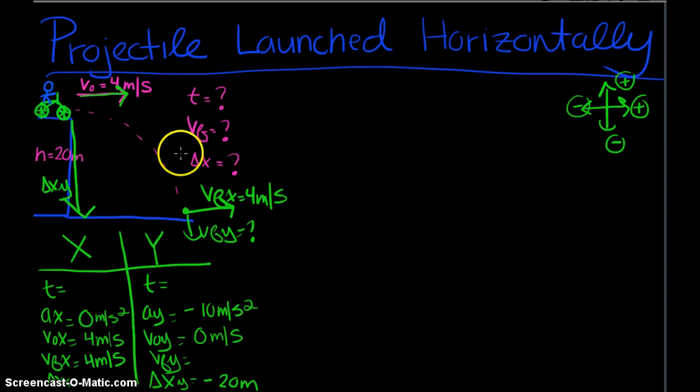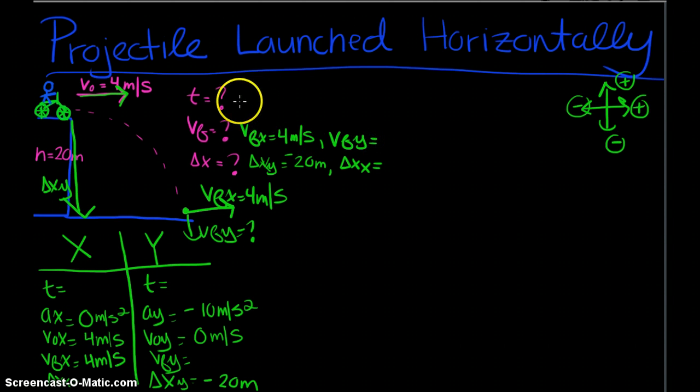Okay, so I need to find time, v final, and delta x in the x. I already know delta x in the y is -20, so I still need to find delta x in the x. In terms of v final, I already know that v final in the x will be the same as it was initially, which is 4, so I still need to find v final in the y. And of course we need to find time. So let's think about what we already know.